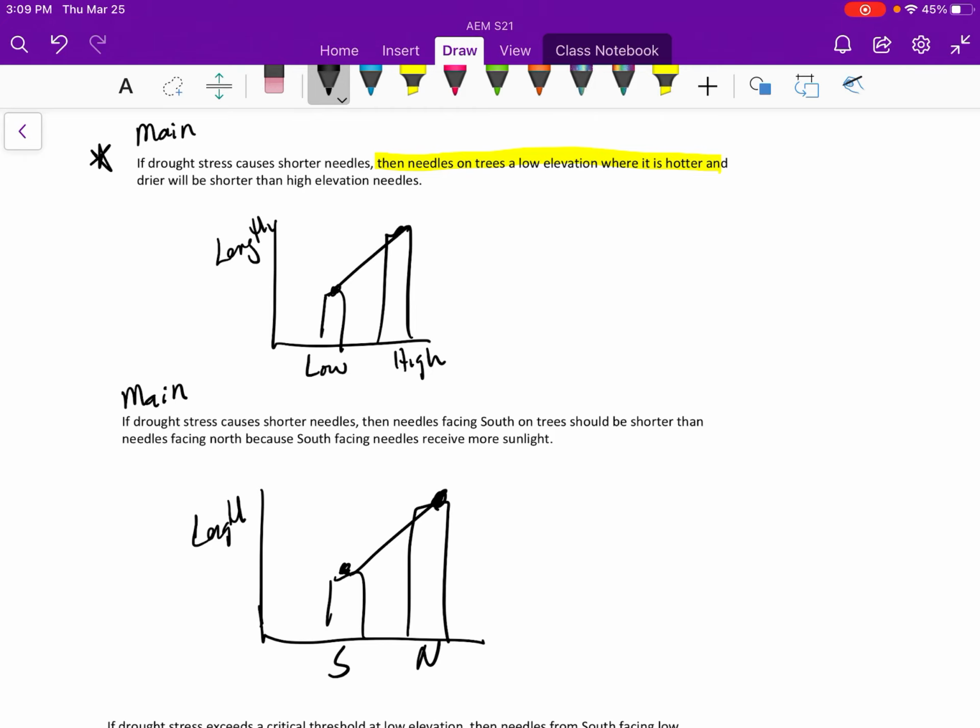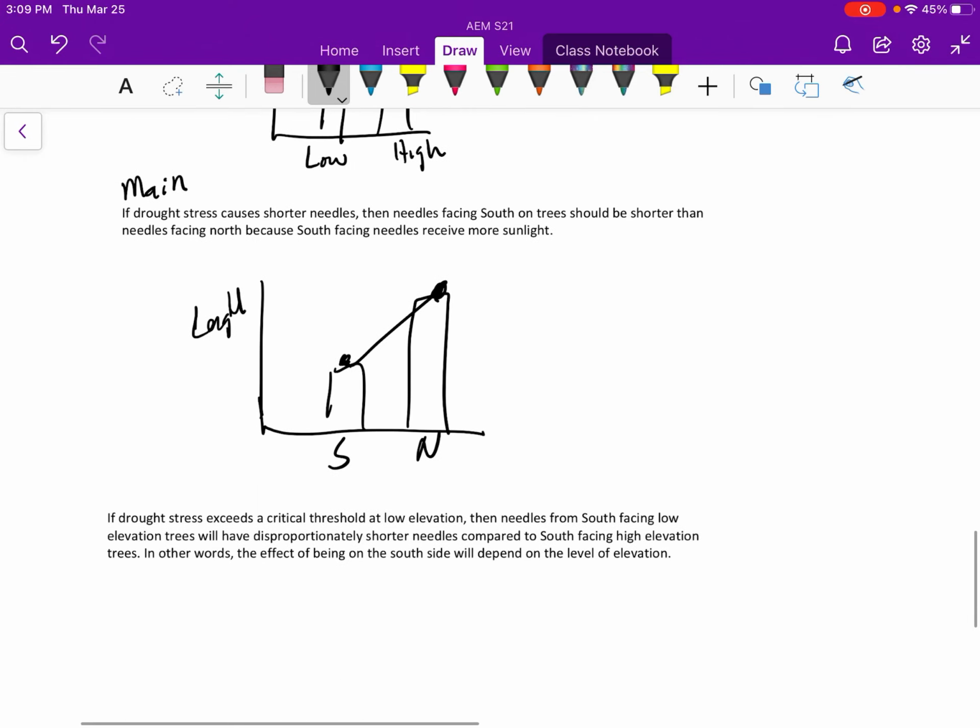All right, so this is all me predicting what stuff's going to look like before I've even seen the data. All right, now about the interaction. If drought stress exceeds a critical threshold at low elevation, let's just tell this. So now I'm looking for something that really what I'm thinking here is that at low elevation, not only is it hot and dry because it's low, but it's also hot and dry because it's south, and that is going to hammer these things, and I'm going to see a disproportionate effect of southness on needle length, right? It'll be really low. So let's take a look.